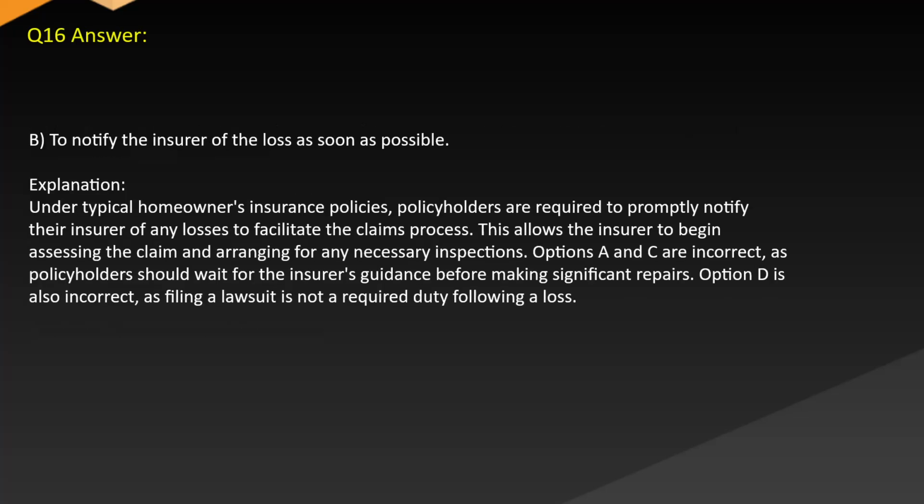Answer: B. To notify the insurer of the loss as soon as possible. Explanation: under typical homeowners insurance policies, policyholders are required to promptly notify their insurer of any losses to facilitate the claims process. This allows the insurer to begin assessing the claim and arranging for any necessary inspections. Options A and C are incorrect, as policyholders should wait for the insurer's guidance before making significant repairs. Option D is also incorrect, as filing a lawsuit is not a required duty following a loss.